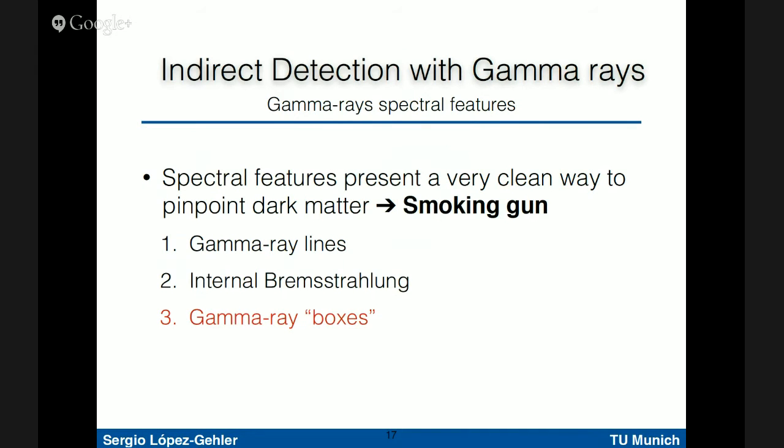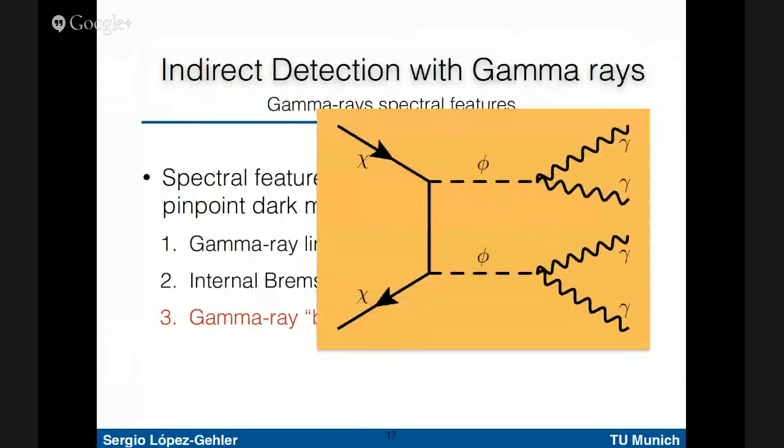And the third is gamma ray boxes, which I'm going to talk about for the rest of my talk. These are produced very easily in any cascade process in which dark matter annihilates to some intermediate state, and then these intermediate states decay in flight. Here I'm showing you decays into two gammas, but we may also have, of course, one gamma and one gauge boson. The important thing is that we have the emission of a final-state photon.